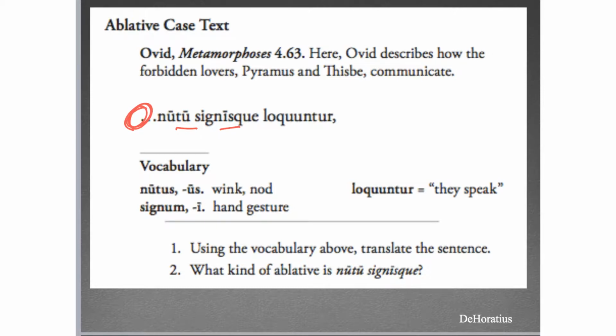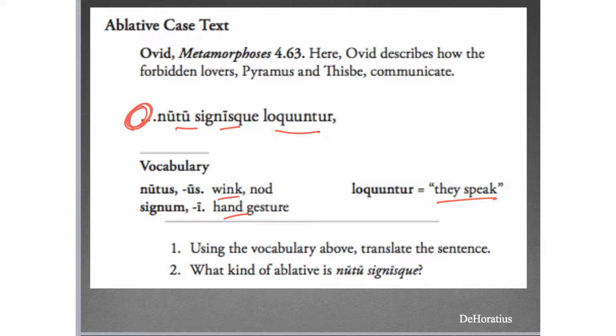For now, that's only ablative of means, but that won't be the case as we move along. All right, so loquuntur, you can see down here, means they speak. And how do they speak? They speak by winks and hand gestures or signals. So they speak by means of winks and hand gestures, or a wink and hand gestures. Definitely nutu is singular.